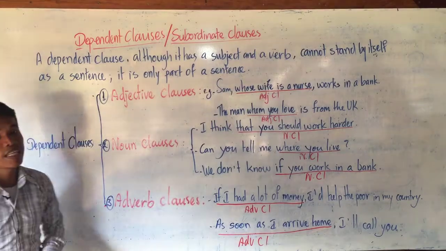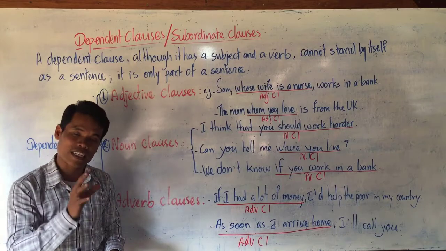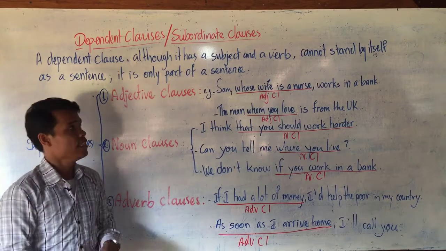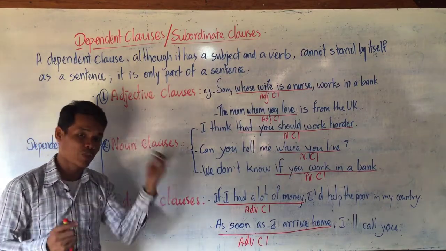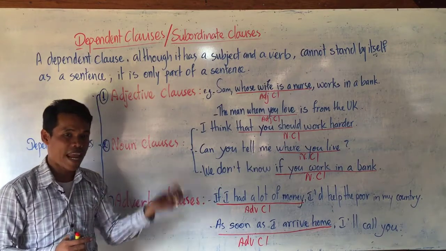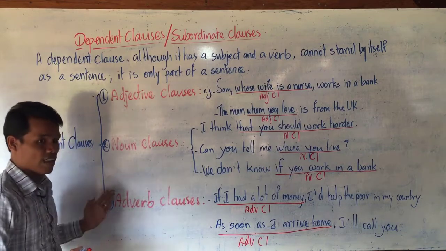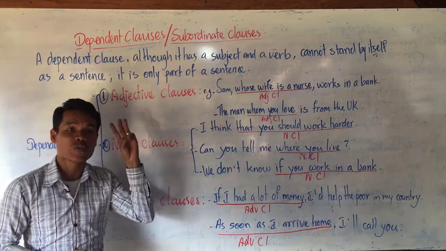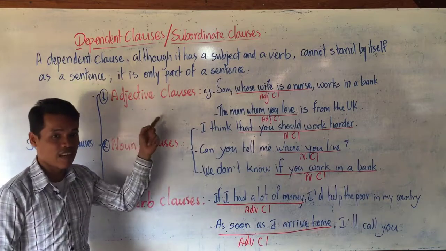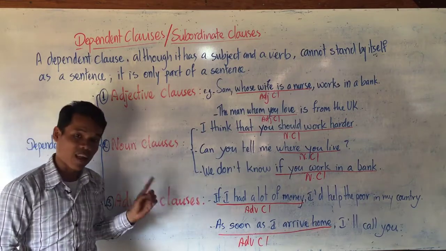Well, this comes to the end of my presentation, and from now on, don't get confused anymore. Clauses have two: dependent and independent clause, or main clause and subordinate clause. Dependent clauses are divided into three clauses. One is adjective clauses, number two is noun clauses, and number three is adverb clauses.